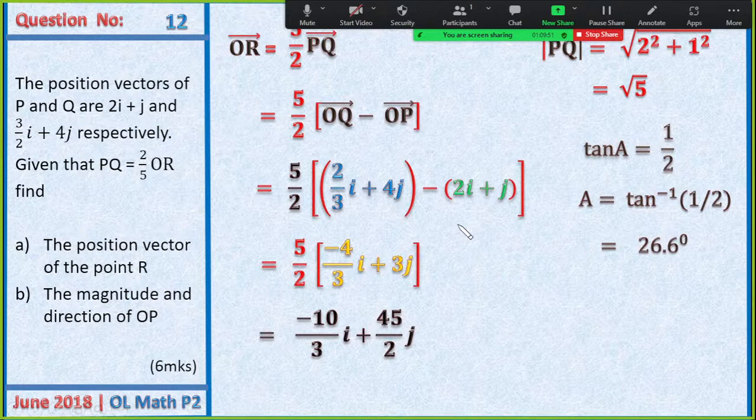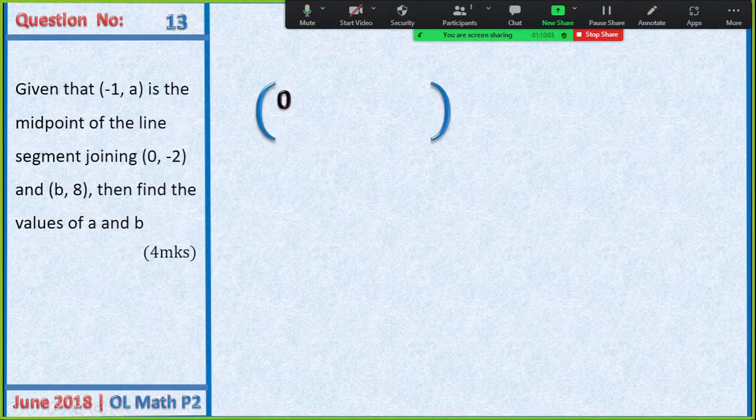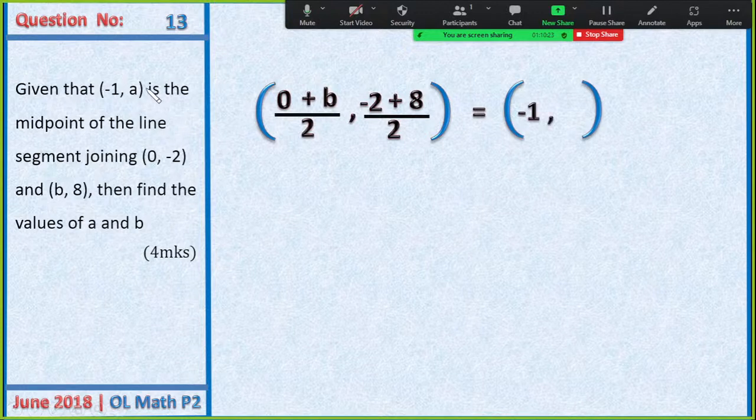Question 13. Given that (-1, a) is the midpoint of the line segment (0, -2) to (b, 8), find the values of a and b. So the midpoint is just the average of the individual components. Okay, so we have (0 plus b) divided by 2 for the x, and (-2 plus 8) divided by 2. This is the midpoint, right? It should be equal to this value that we have here, (-1, a).